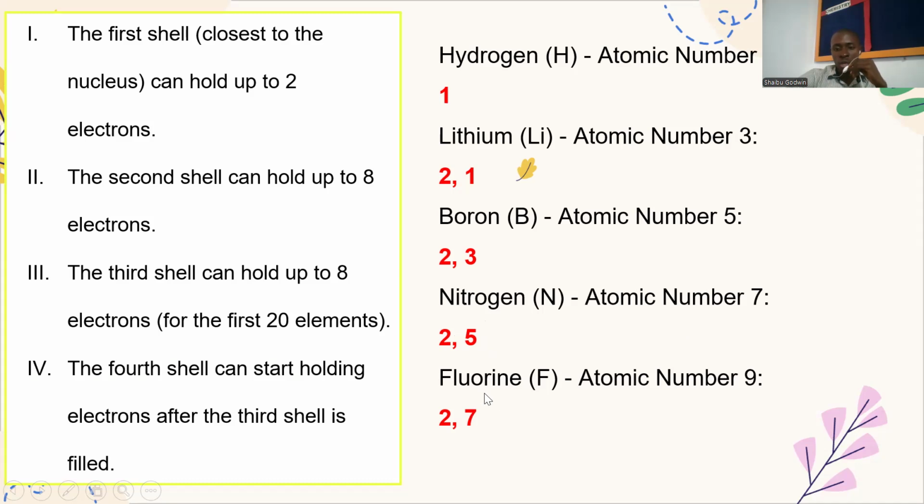Fluorine has atomic number 9. That means it has 9 electrons when it hasn't lost any. The first shell or first energy level will take 2. The second will take 7. Total is 9. The second shell can take up to 8, but after distributing 2 to the first shell, it's left with 7 from the 9. So this is the electronic configuration of fluorine.